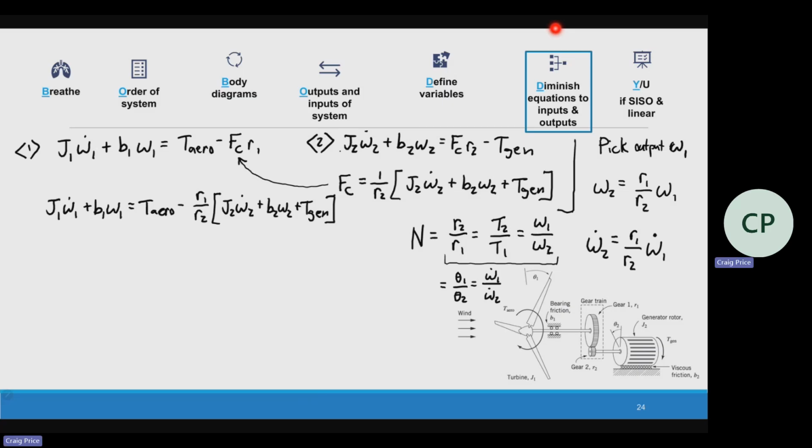So this is how I can take this complicated system. I don't like having two output variables together in the equation, but if through a gear, they're always going to be related, just like the torques are related, the speeds are related. So instead of looking at both of them, we can substitute these in and put it all in terms of omega 1.